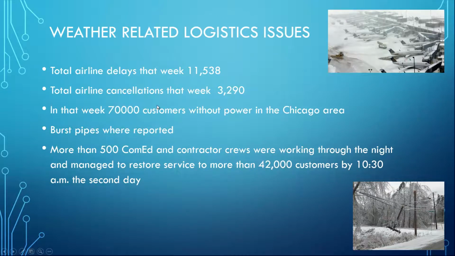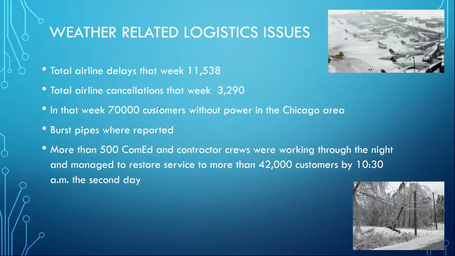Some of the logistical issues that can be noticed in these weather related conditions are the delays and cancellations of airline flights. In that week where that screenshot was taken, there were 11,538 delays and 3,290 cancellations. Customers were without power, and more than 500 contractor crews were working through the night and managed to restore service to more than 42,000 customers by 10:30 a.m. in the morning of the second day.